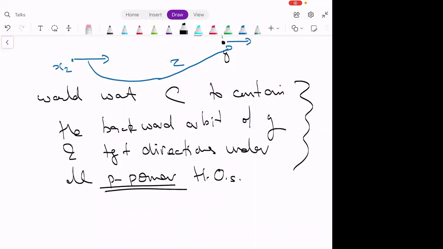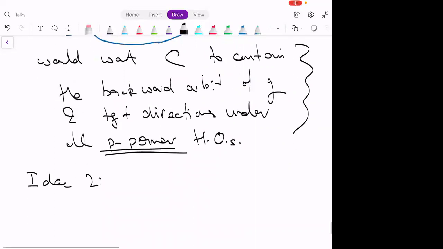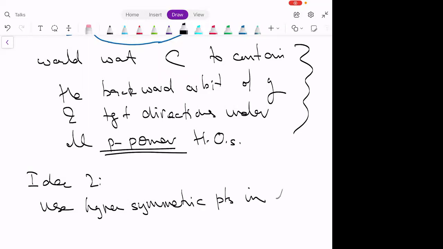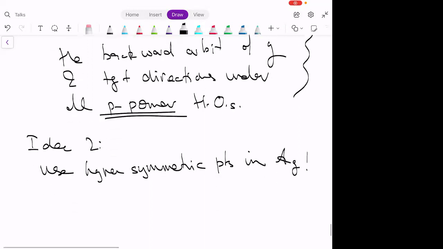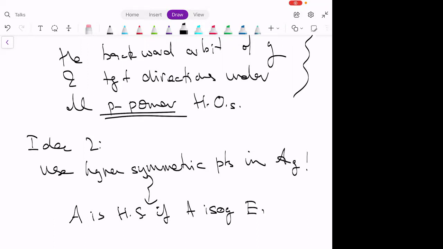And well, our second idea is to use hypersymmetric points. So the beautiful thing about these hypersymmetric points is that a point is defined to be hypersymmetric if it's isogenous to a self-product of elliptic curves.